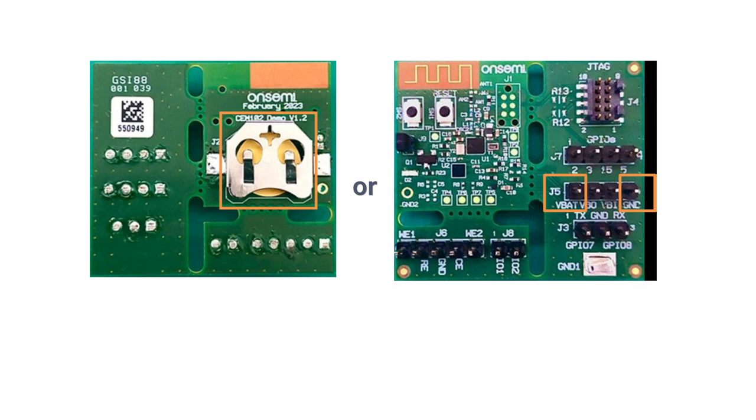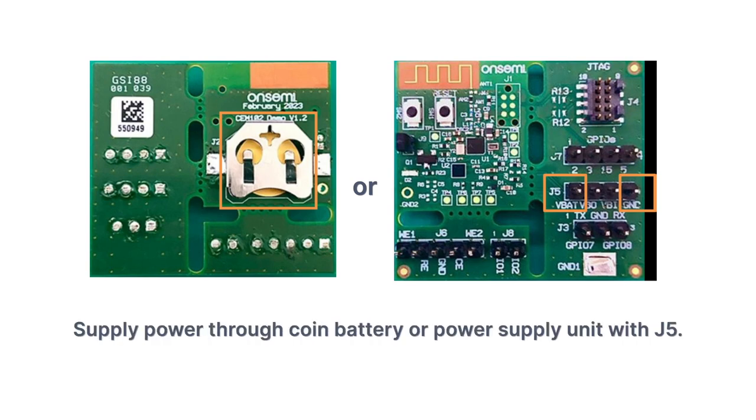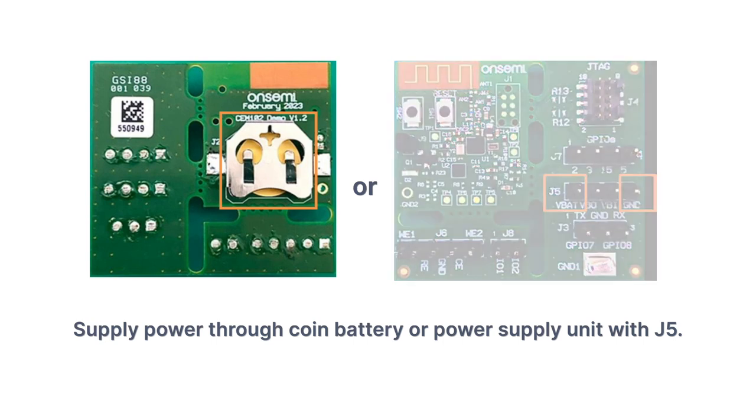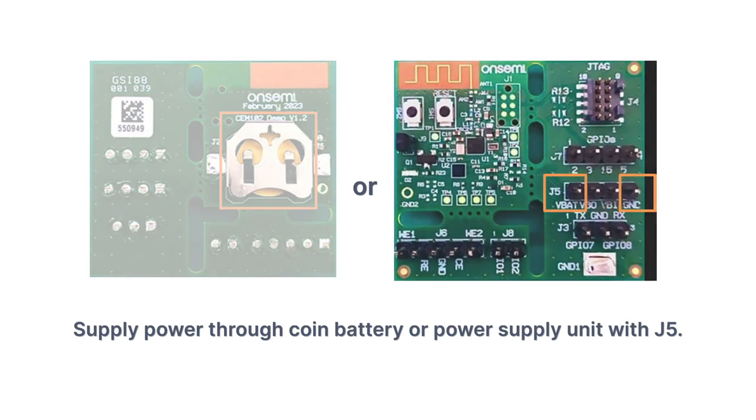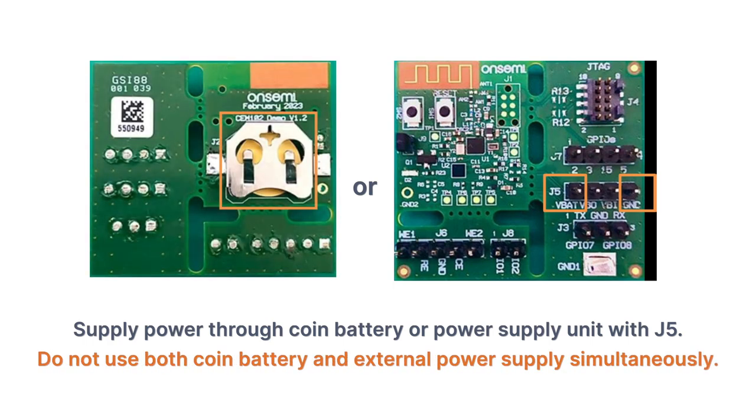Now let's move to powering the CEM102 EVB. The CEM102 EVB can be powered in two ways. The first is to use a coin battery in the battery socket on the back of the board. The second is to use an external power supply connected to the VBAT and ground terminals of the J5 board terminal. Please don't connect both a battery and external power supply to VBAT simultaneously. It can cause damage to the board or the power source.